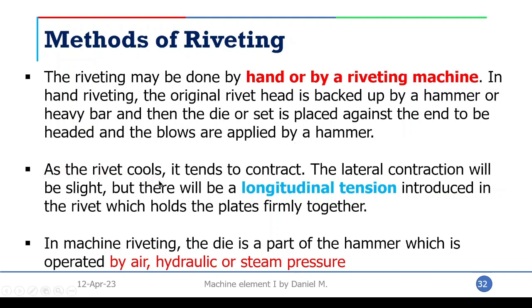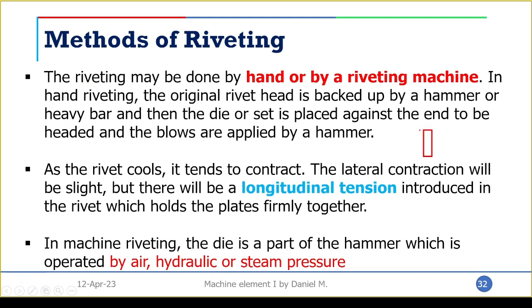As the rivet cools down, if you are using a hot rivet, it tends to contract. That's what I have been saying previously. The lateral contraction will be slight. That is, if we assume a rivet having some diameter like that. Let's try to draw the head of this rivet. It's a rivet, so the diameter here is, after cooling down, there will be a contraction in diameter, but that will be small. That will be slight. We don't consider that. But the contraction in length will be significant. And this is very useful to make our joint tight so that the plates will be firmly held together.